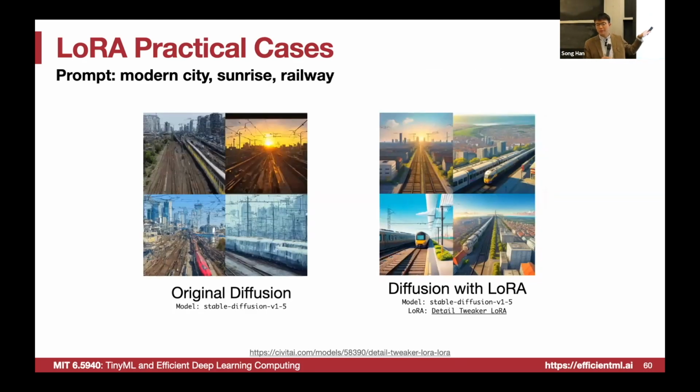And here is another prompt: modern city, sunrise, railway. This is the original stable diffusion. Quite complicated. Some of them are distorted a little bit, especially the details. And this LoRA is a detail tweaker LoRA. You can see the result is much better, although the style is also different, looking like a cartoon style.